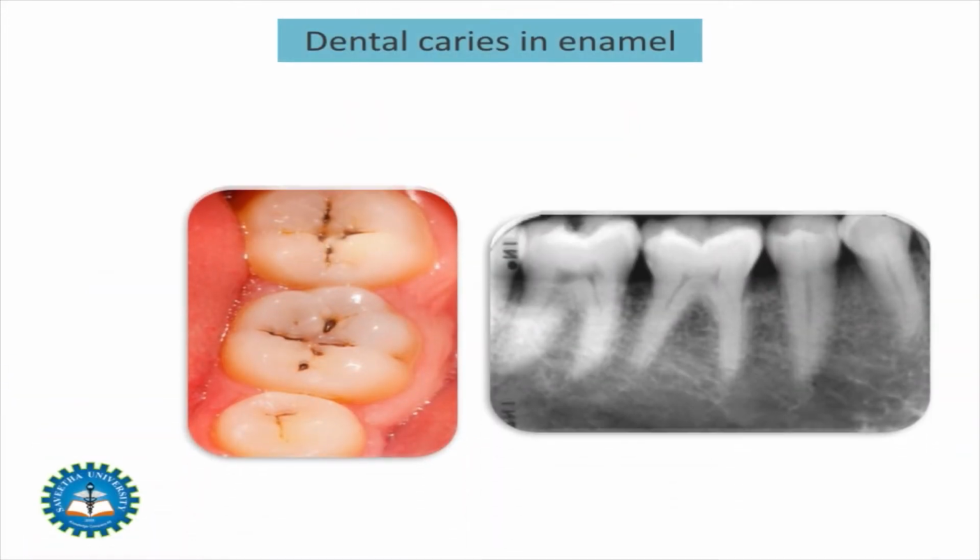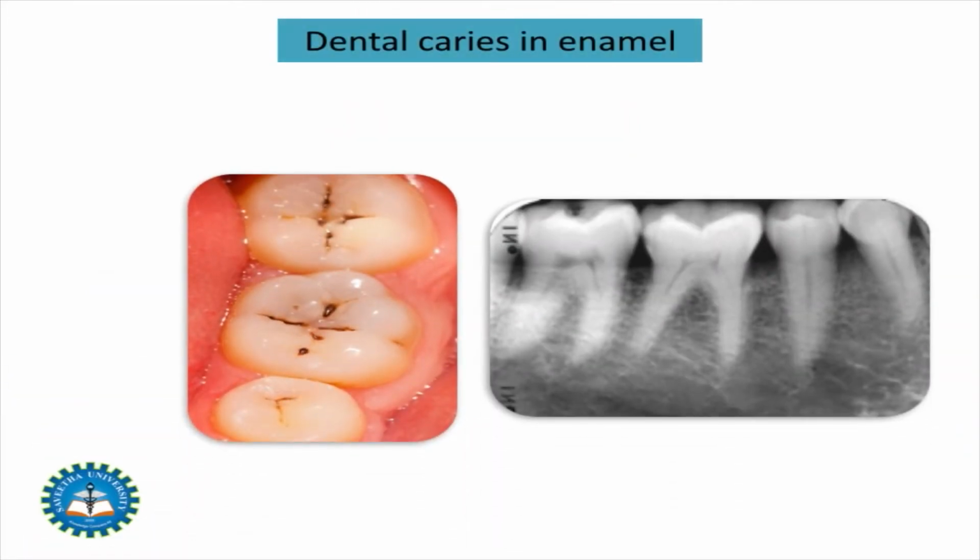This is a clinical photograph showing dental caries involving the enamel, which can be appreciated as a discoloration or a catch is felt on the enamel surface on probing. If you can see the radiograph over the right, no changes are evident. In this condition, the patient is also asymptomatic.